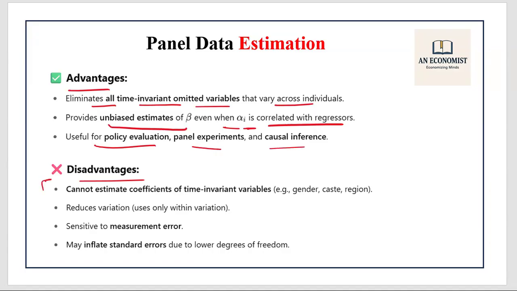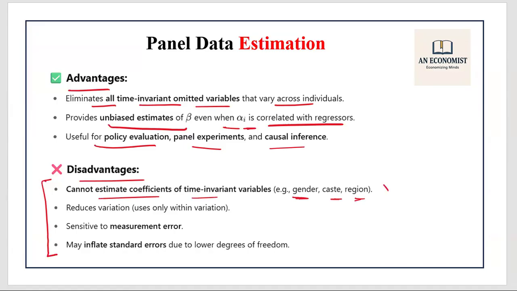Now, there are certain severe disadvantages also of this method. It cannot estimate coefficients of time invariant variables. Suppose you enter these variables in your model, suppose gender. Gender is a qualitative variable. It doesn't vary with time, right? Gender is a qualitative variable, so basically you have to treat this with a dummy variable. So if these kinds of variables are present in your model, which are time invariant in nature, then their coefficients cannot be estimated.